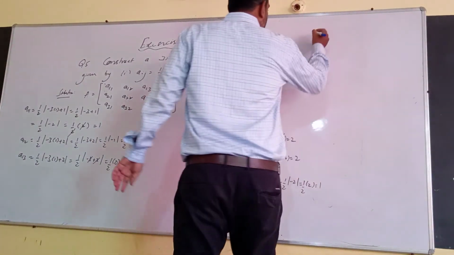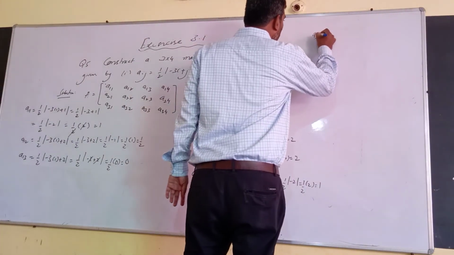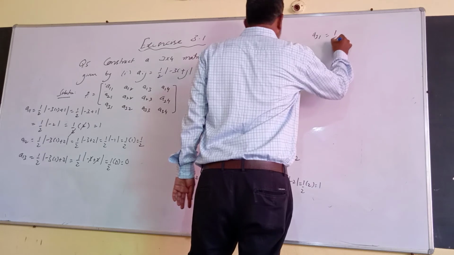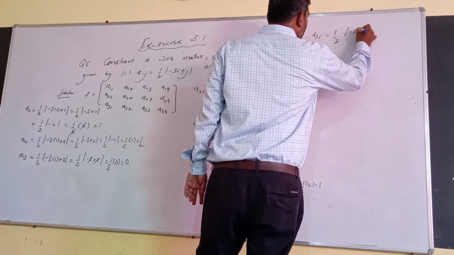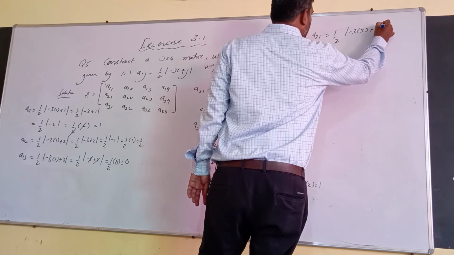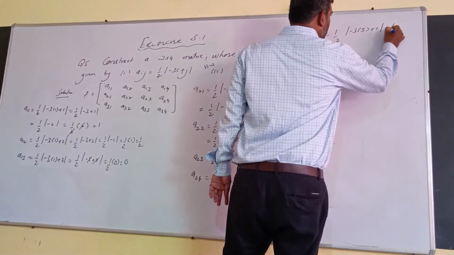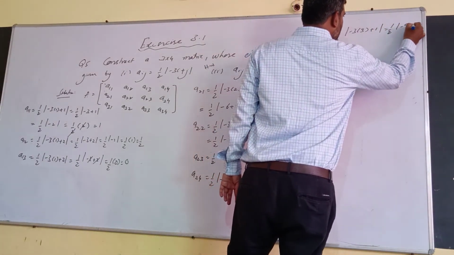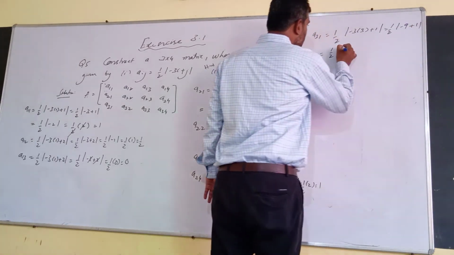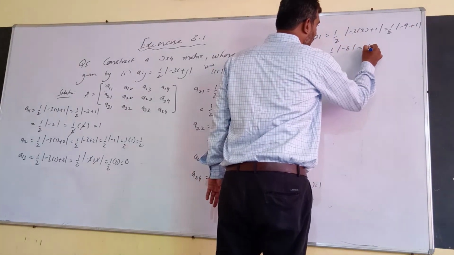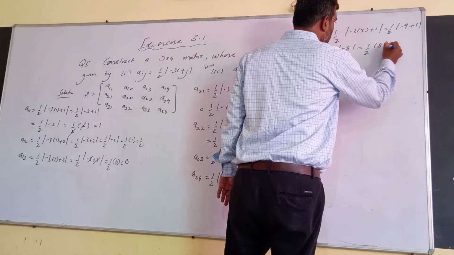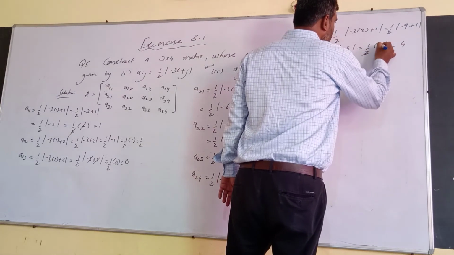Now next we will move to the third row, first column. A31: 1 by 2 into absolute value of minus 3 into 3 plus 1. Now 1 by 2 into minus 9 plus 1, so minus 8. Minus 8 will become plus 8. 1 by 2 into 8 is 4.